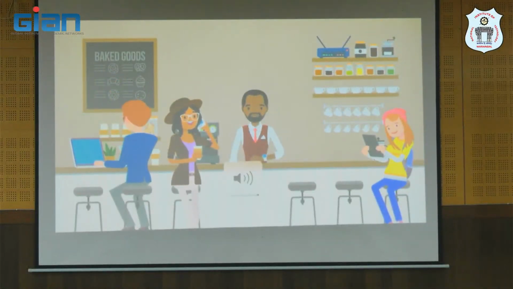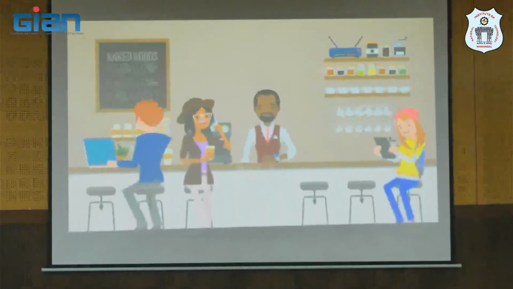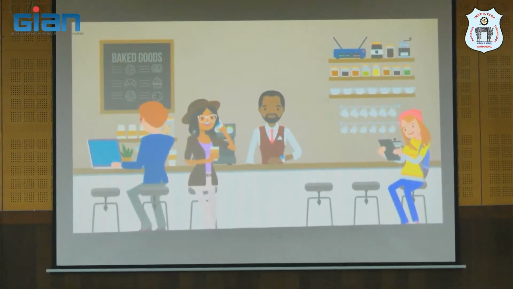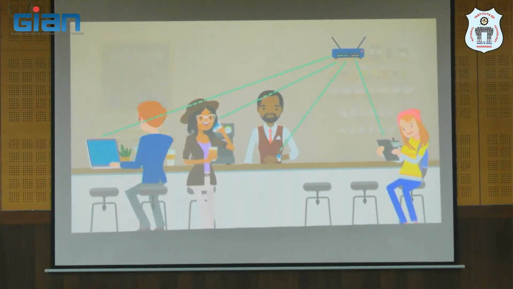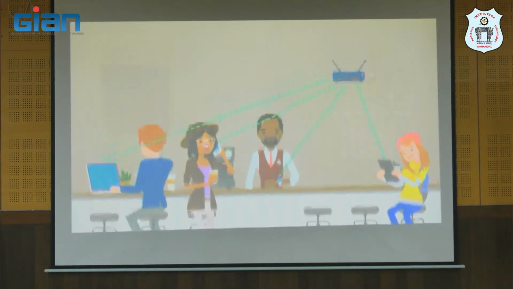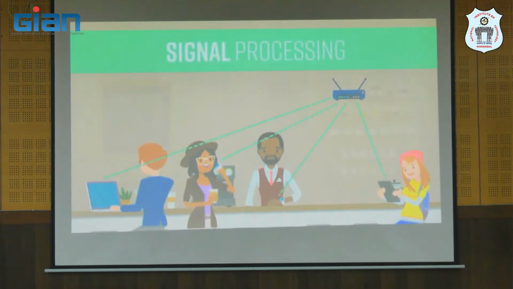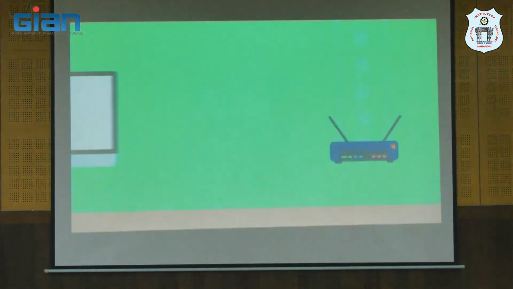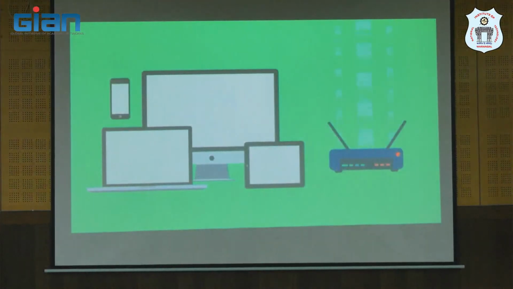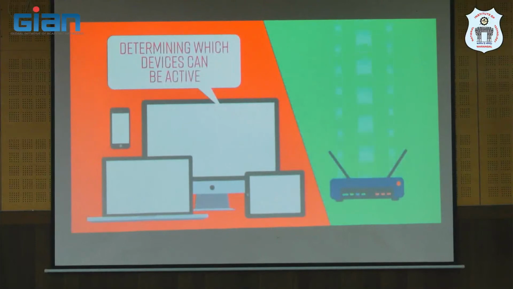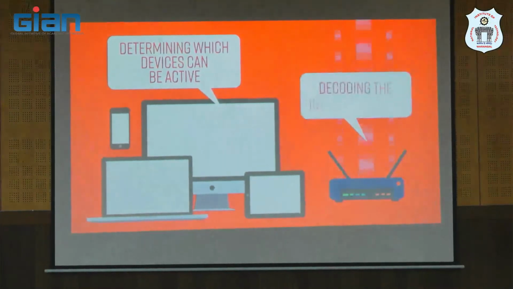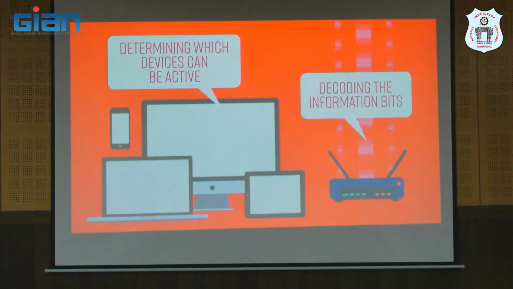Our world is more digitally connected than ever before, and emerging technologies promise to amplify this connection. Devices like smartphones, smartwatches, tablets, and laptops connect to Wi-Fi networks to provide instant access to information and entertainment, and that connection is made possible through signal processing. For Wi-Fi to work successfully, signal processing is used to overcome two main challenges: determining which devices can be active at all times, and decoding the information bits that are transmitted over the air.